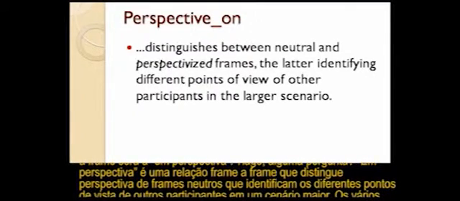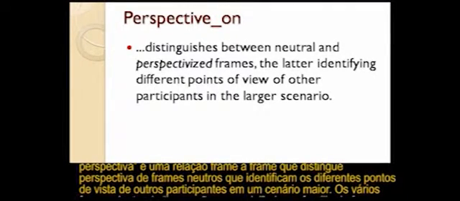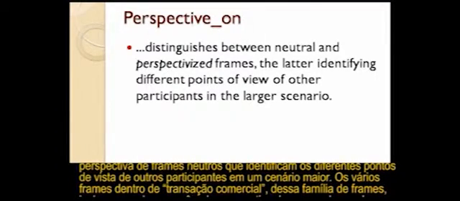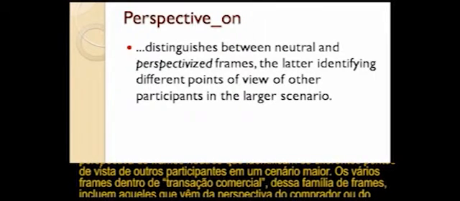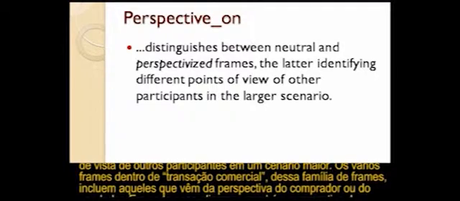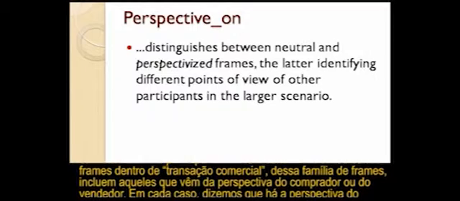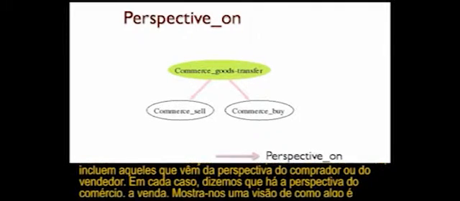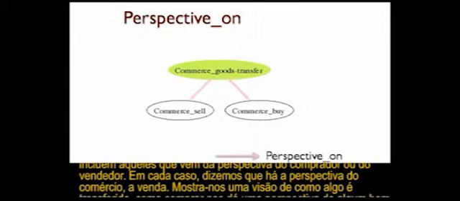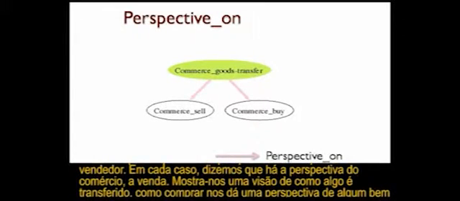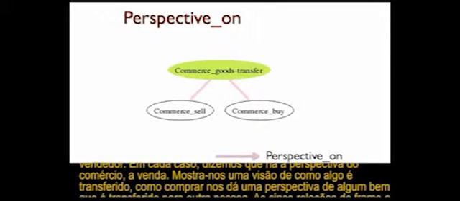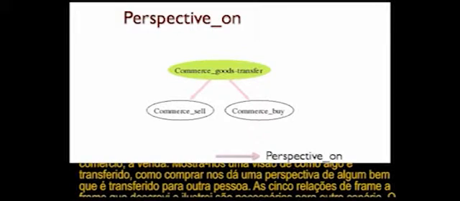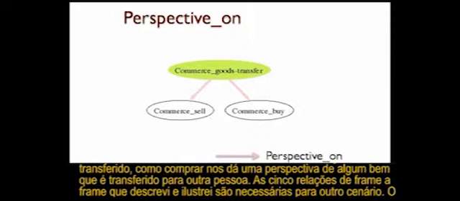Perspective on is a frame-to-frame relation that distinguishes between neutral and perspectivized frames, the latter identifying different points of view of other participants in the larger scenario. The numerous frames, for example, in the commercial transaction family of frames include those that take the perspective of the buyer or the perspective of the seller. In which case we say, oops, that says precedes, it should say perspective on. In which case we say that commerce sell provides a perspective on commerce goods transfer, and commerce buy provides a perspective on commerce goods transfer.